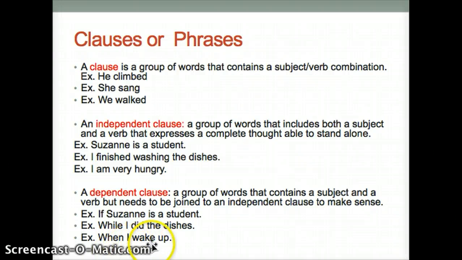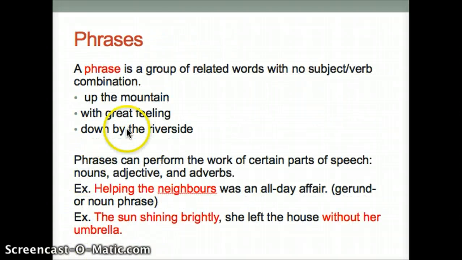Even if there is a subject and verb there, it cannot stand on its own. So a phrase is another group of words, but in this case there's no subject-verb combination. So it's just a group of words where there's no clear subject or verb together. So these are some examples. Up the mountain, with great feeling, down by the riverside.